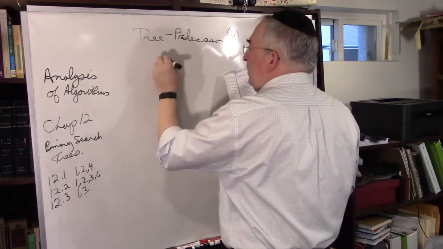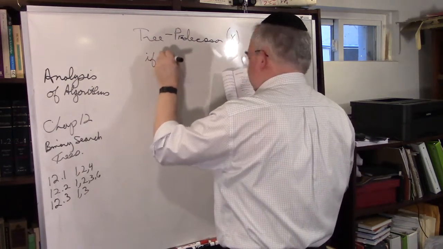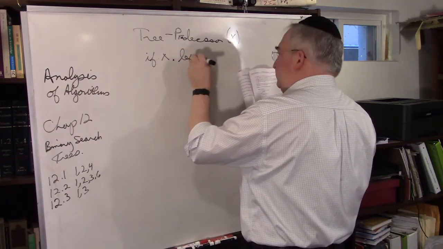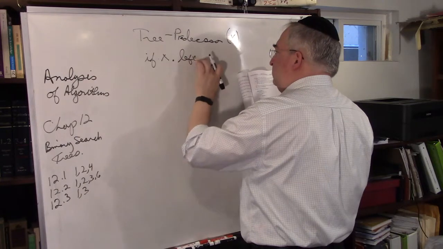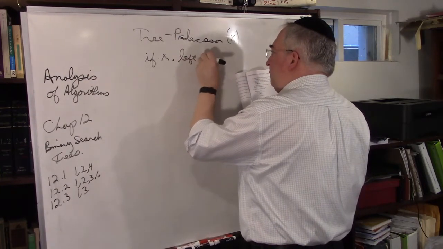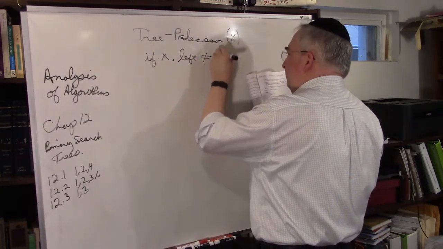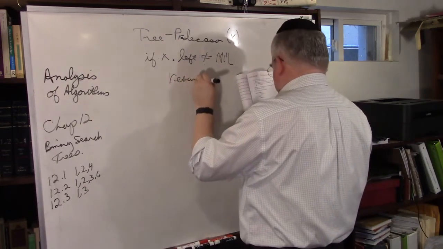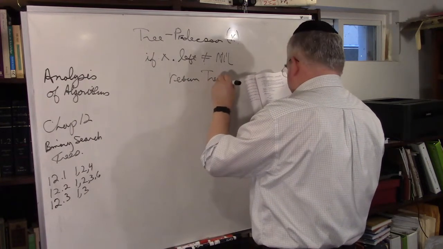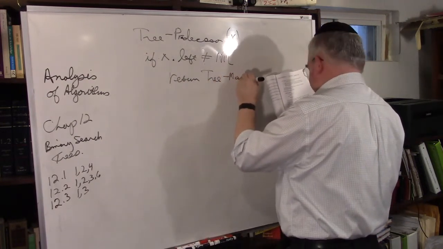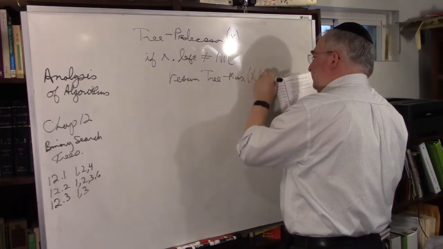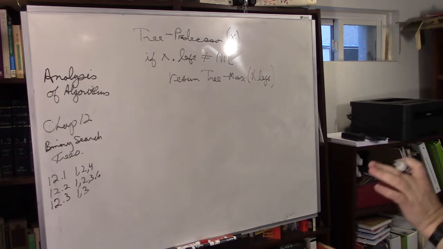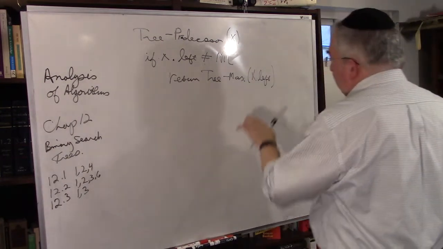Okay, if x dot left is not equal to nil, then return tree max x dot left. Okay, let's just do this. This is the easy part. Okay, but this is the intuitive part.